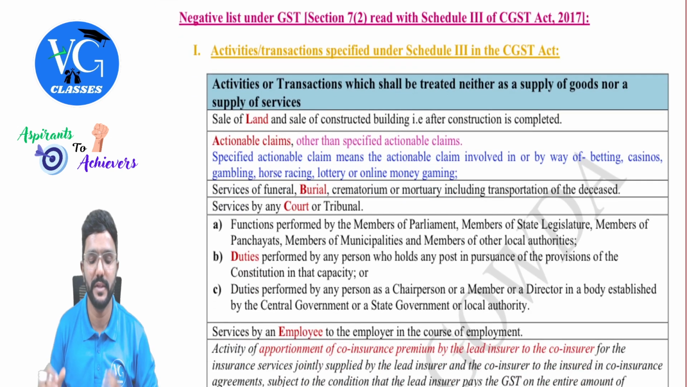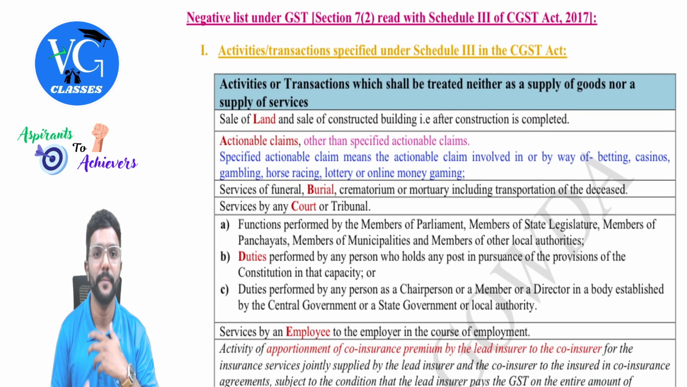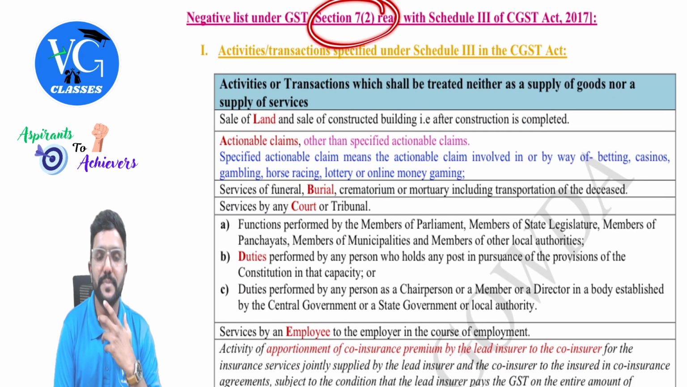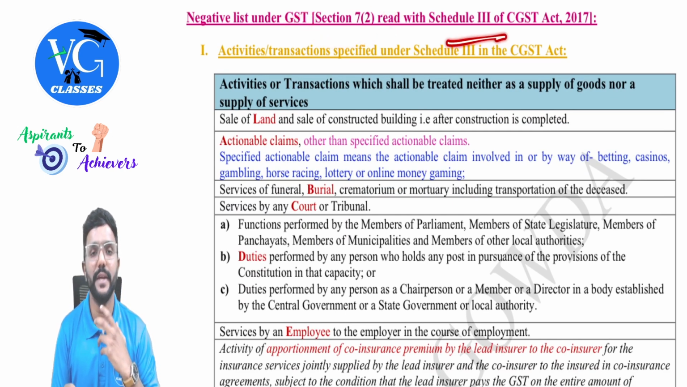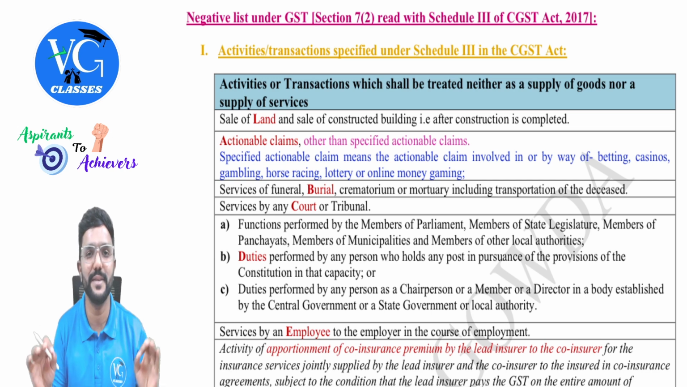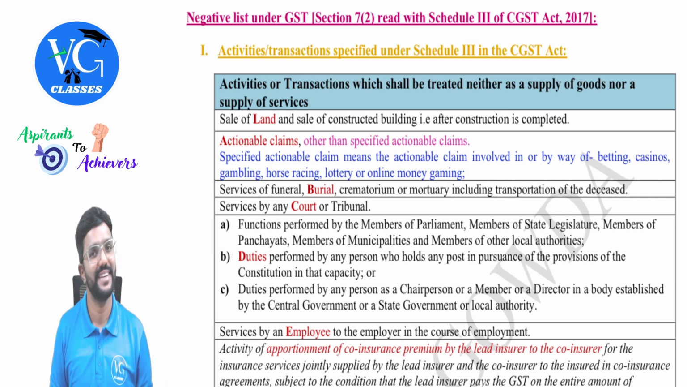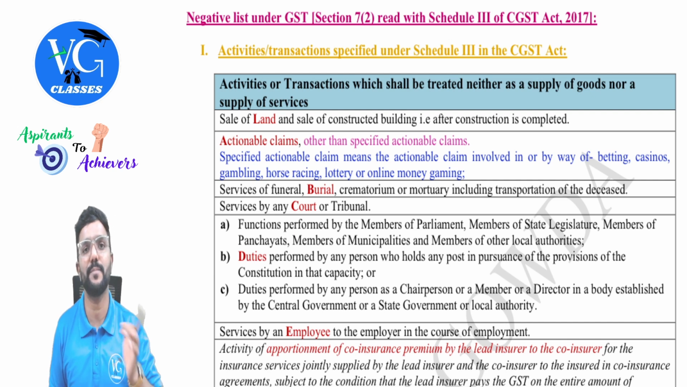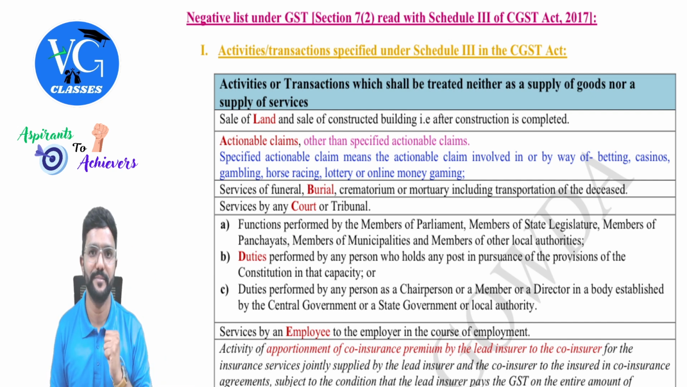Let us move to Schedule 3 now, guys. Section 7, subsection 2, read with Schedule 3 tells us that the following activities or transactions are neither the supply of goods nor the supply of services. In simple terms, there is no GST on them. It is neither the supply of goods nor the supply of services, meaning it is not a supply at all. Hence, no GST, guys. So which are those?